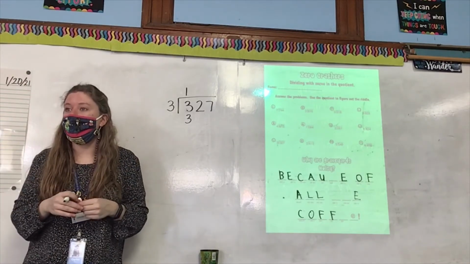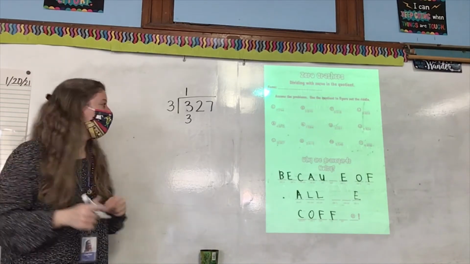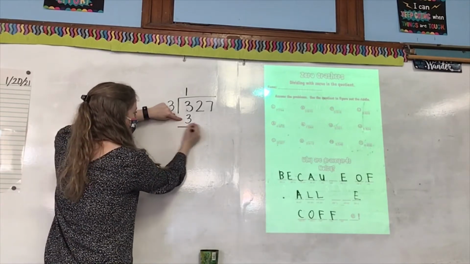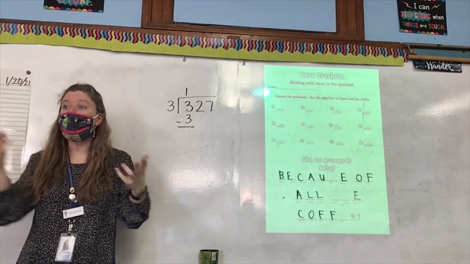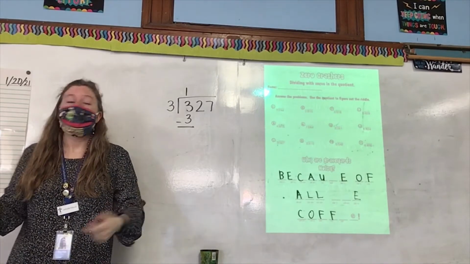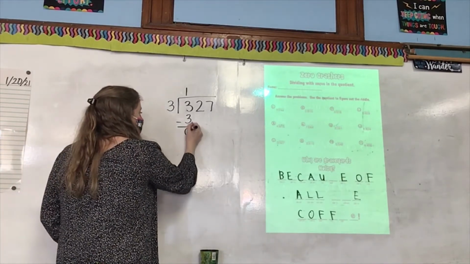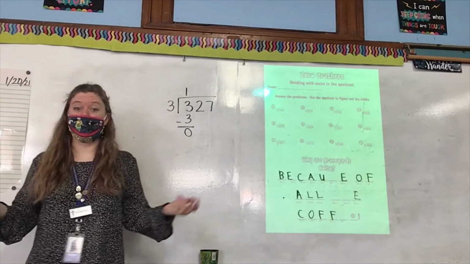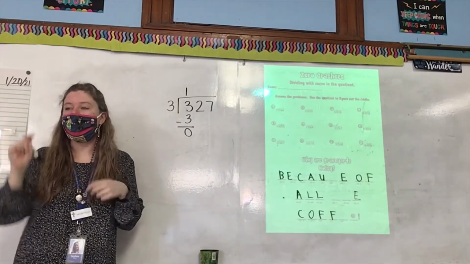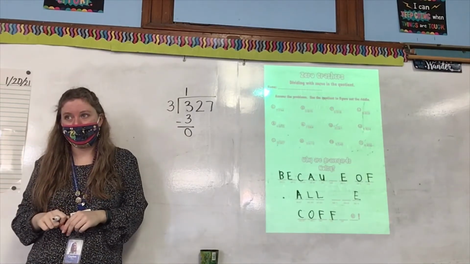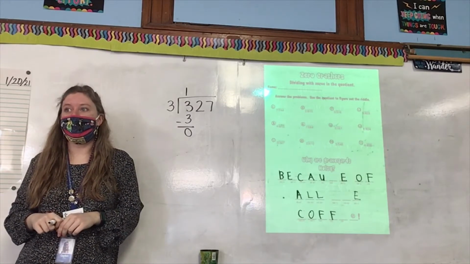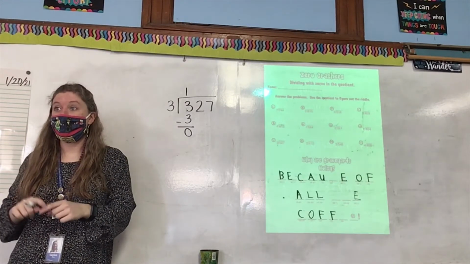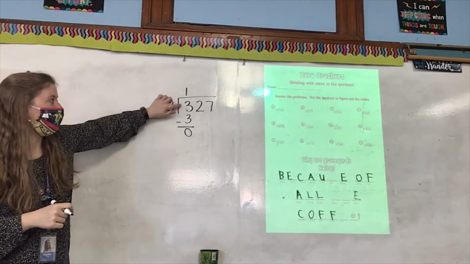We subtract. What are we subtracting? We're subtracting the answer to our multiplication problem, 3, from the first digit of our dividend, 3, which is 0. And of course, subtraction always lines up with the subtraction problem. Every time we subtract, what comes next? Think of our chant. Bring down. Good.